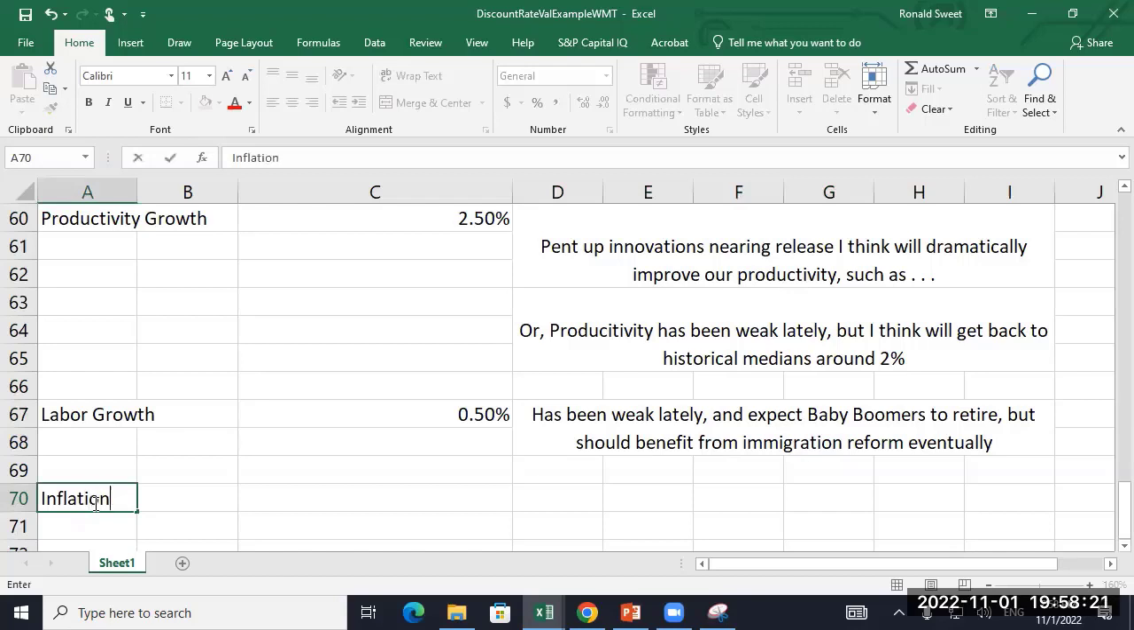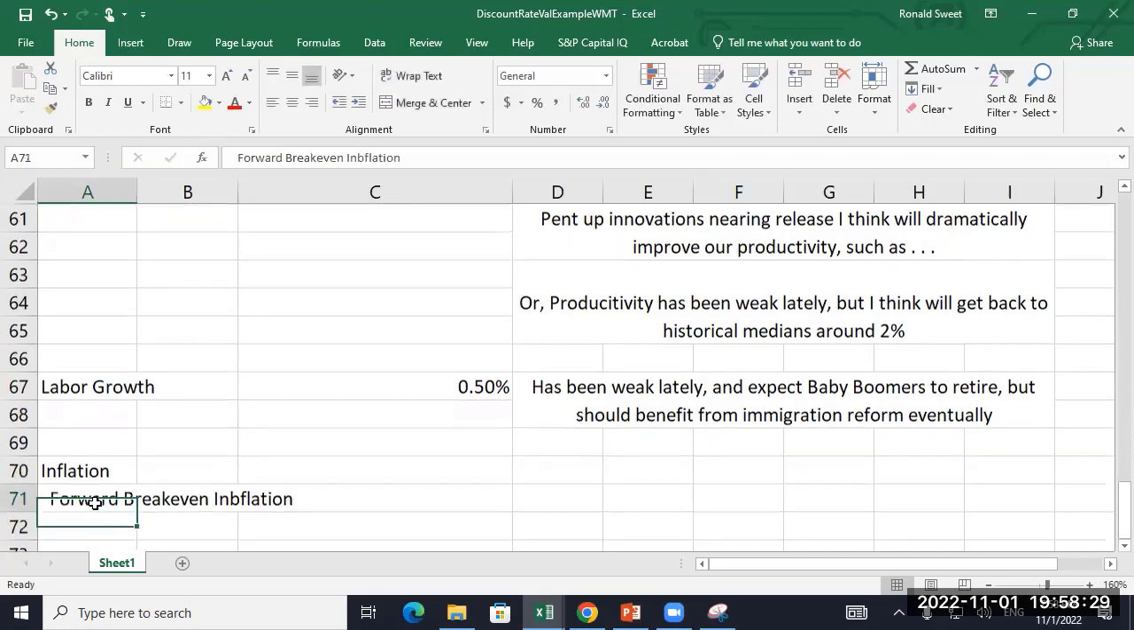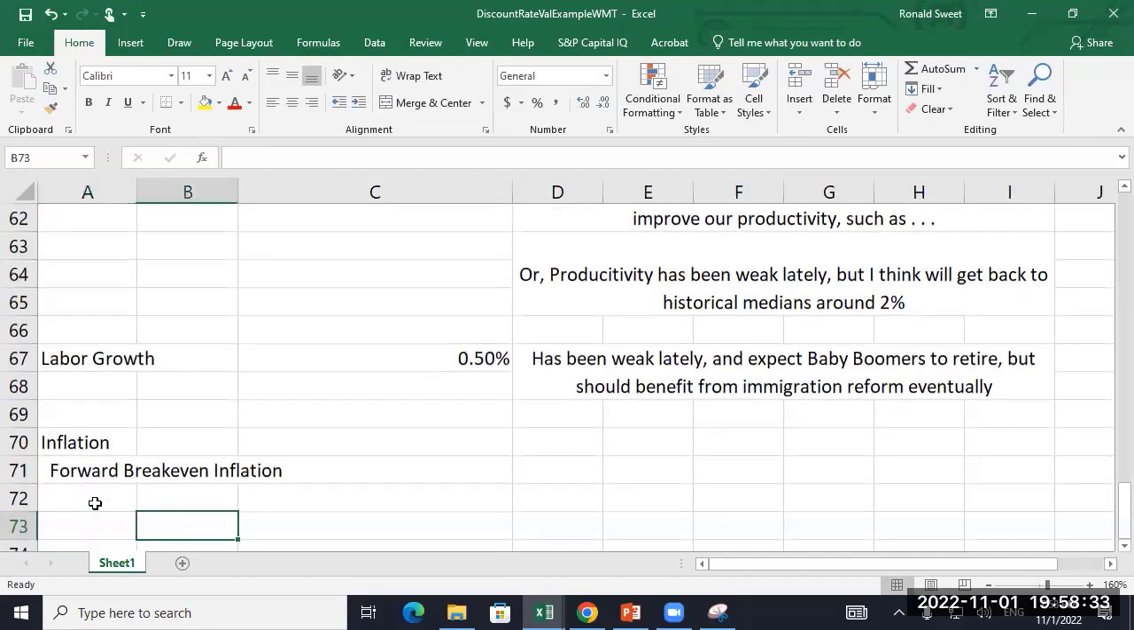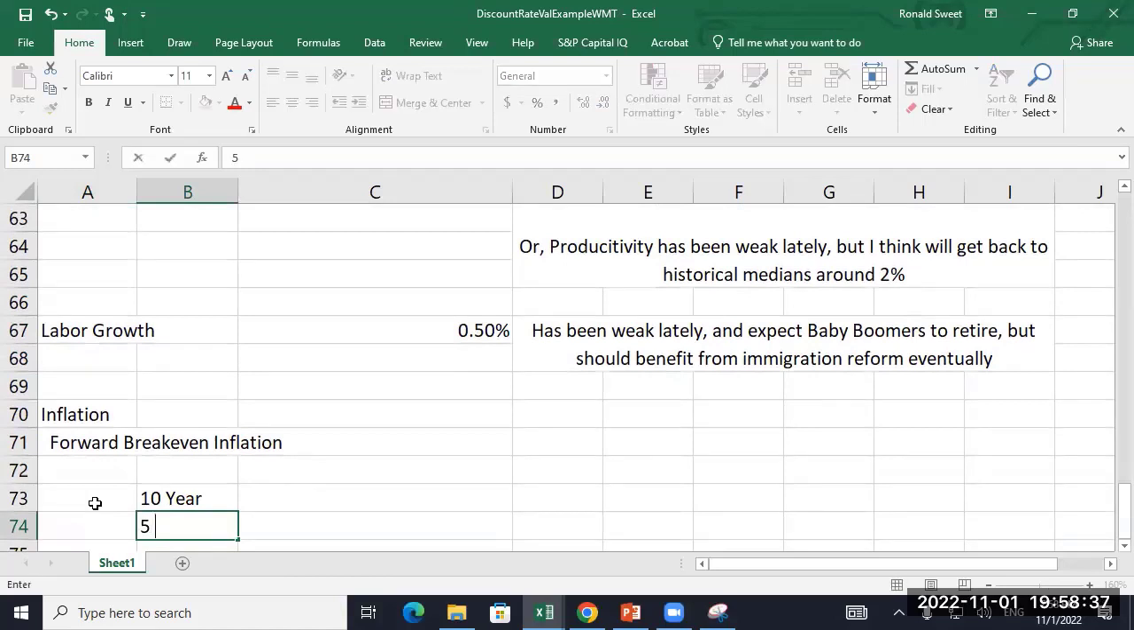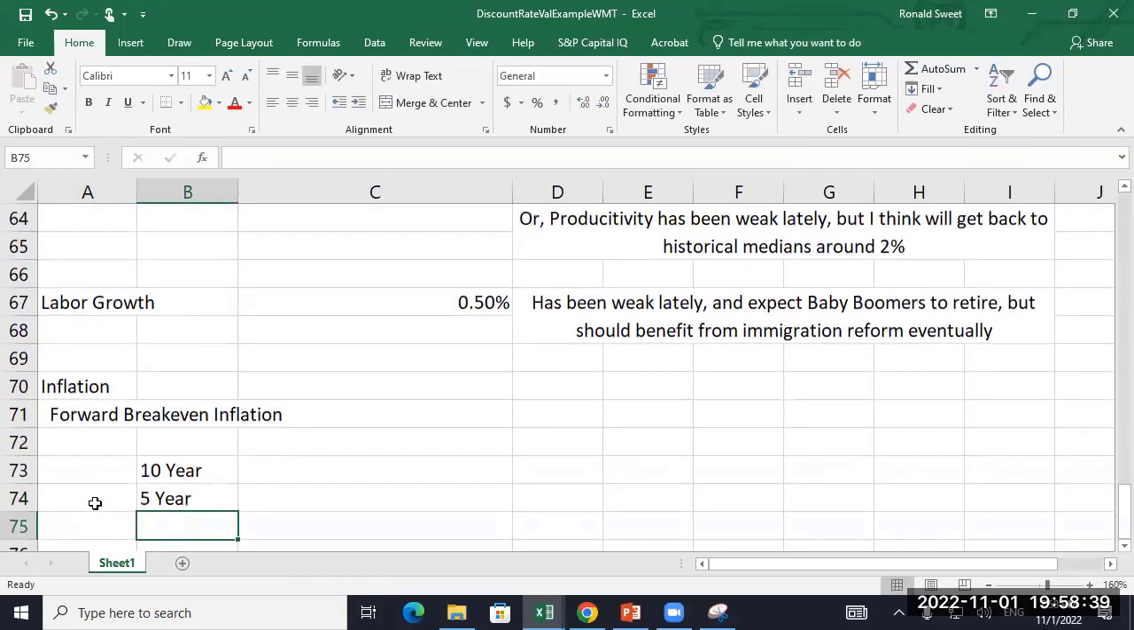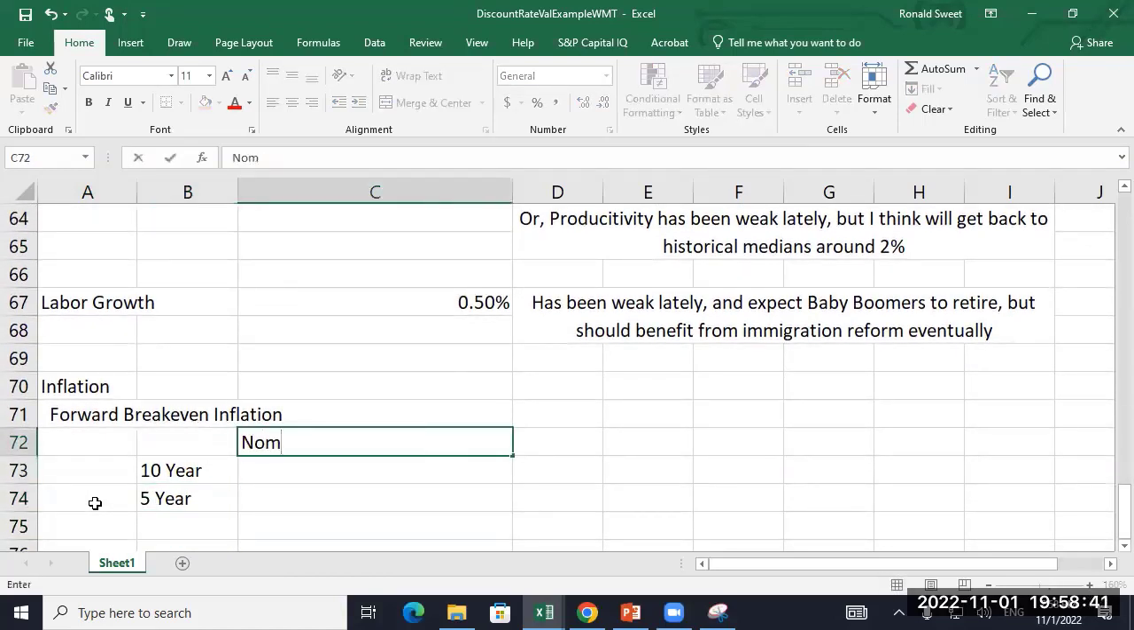Then on inflation, let's try the forward breakeven inflation. I'll do it real quick, but you can watch my video. So on this, what you need is the 10-year Treasury. You need the 5-year Treasury. You need the nominal, and you need the TIPS.